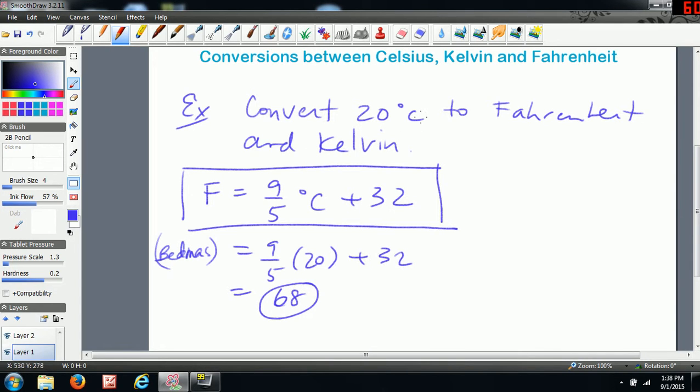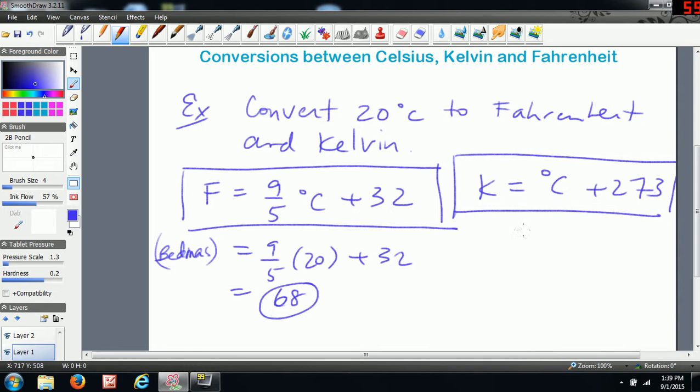So to convert 20 degrees Celsius to Kelvin, we're going to write the equation that converts between Celsius and Kelvin. So that's given by this equation. So then you plug in the Celsius, and then you would get the answer of 293 degrees. 293 Kelvin, sorry. So that would be the answer.